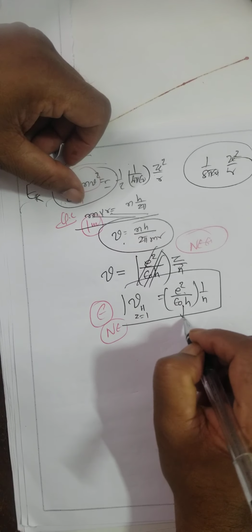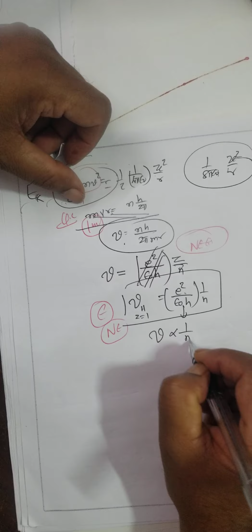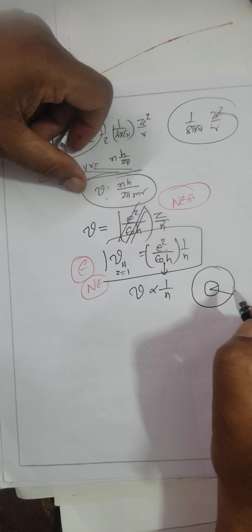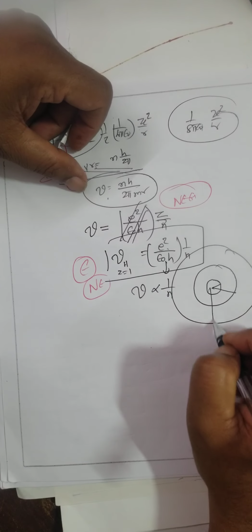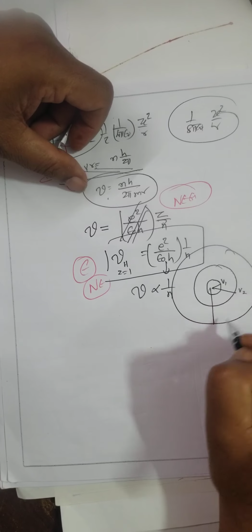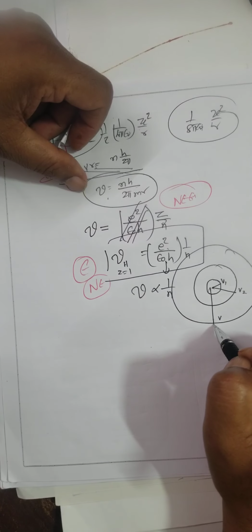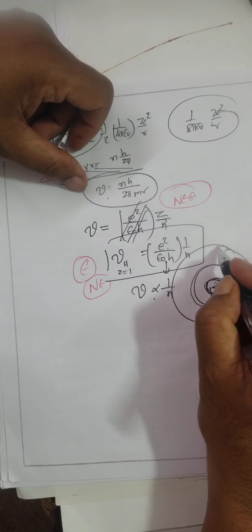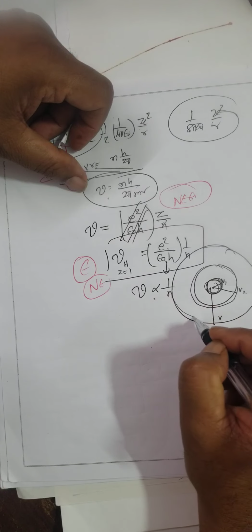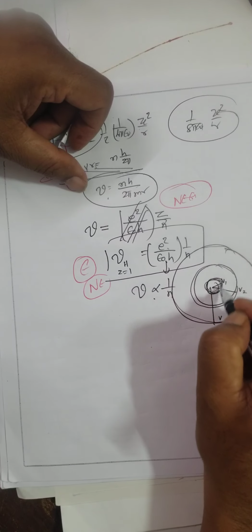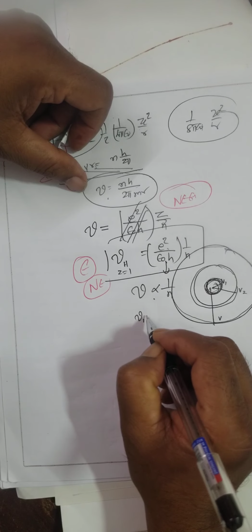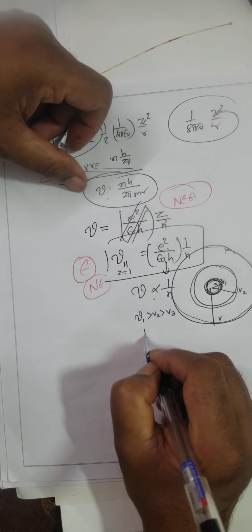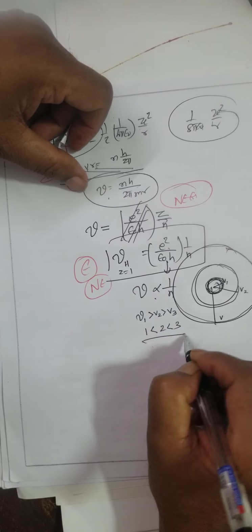What you observe from this is a constant. Velocity is inversely proportional to n. What do you mean by this? Here is the first orbit, this is the second orbit, this is the third orbit. V1, V2, V3. Where velocity is larger, it goes so fast. Here it goes slowly, here very, very slow. When this makes 1 round, this makes 10 rounds. Therefore V1 is greater than V2, which is greater than V3, because n1 is less than n2, which is less than n3, is it not?